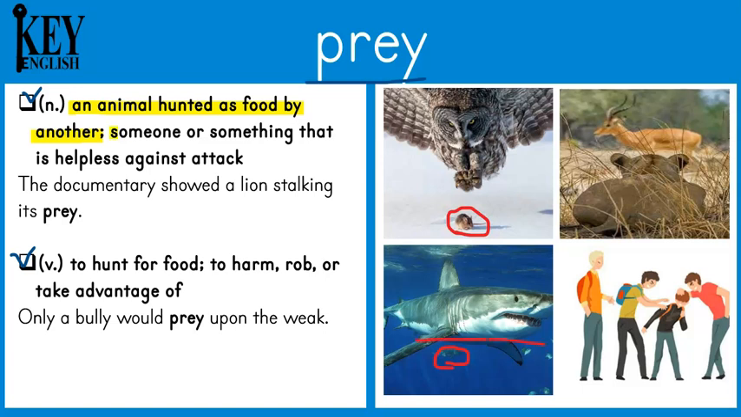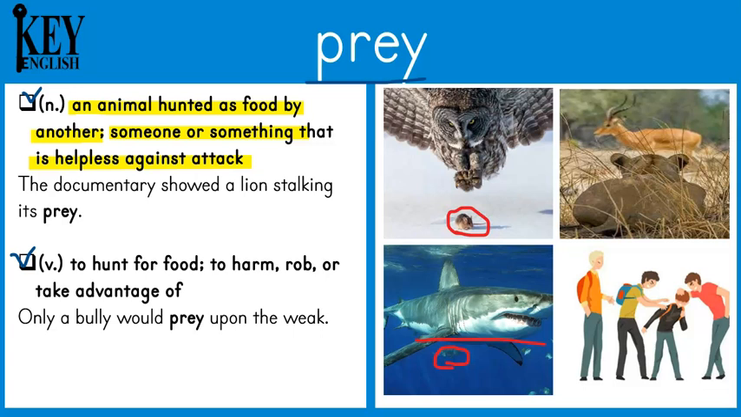Prey can also be something or someone that is helpless against attack. So someone who is not very strong and they can't defend themselves when they are attacked by others. Someone who is weaker, for example, would be prey.